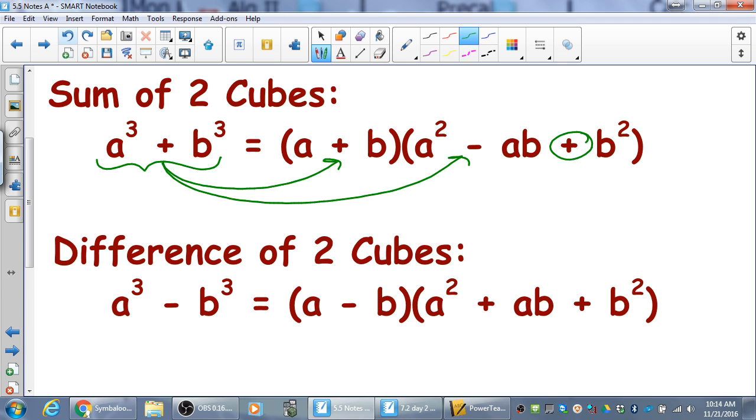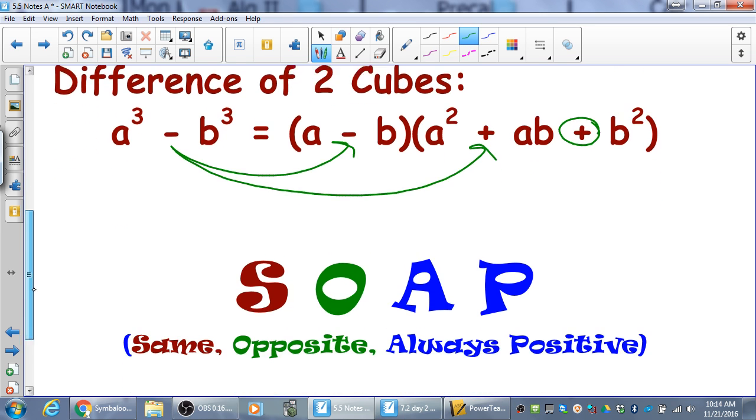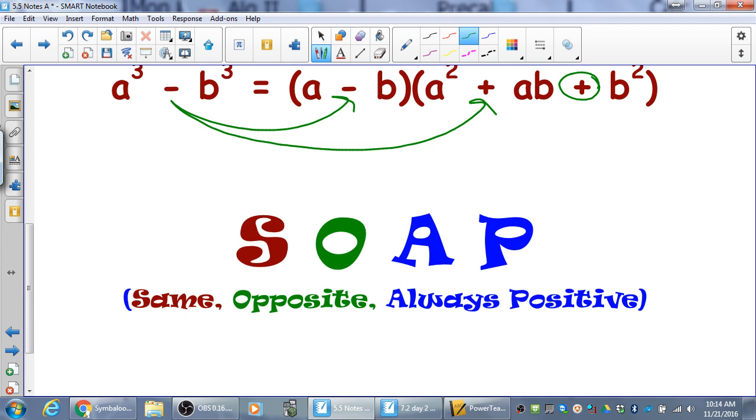Same, opposite, always plus. And it works with the difference of 2 cubes. So the same sign, then it's the opposite of the sign, and then that last one is always plus. That's how the difference and the sum of 2 cubes factors. That's the pattern. Math is all about patterns. So that's your SOAP rule. Same, opposite, always positive. I say always plus, but positive, same thing.